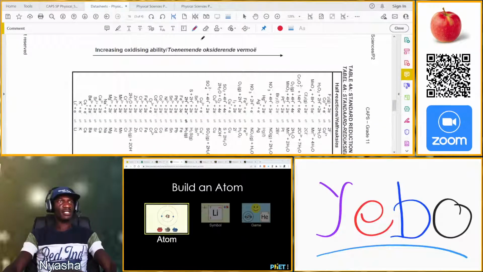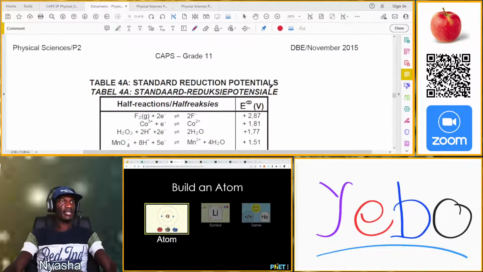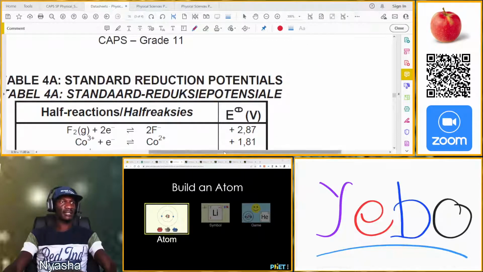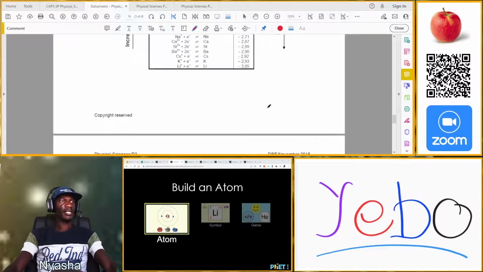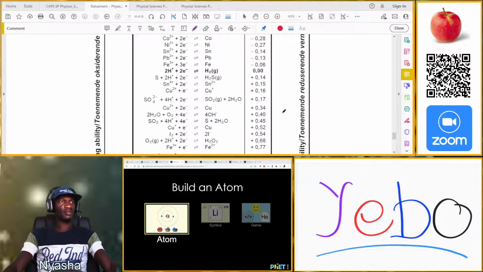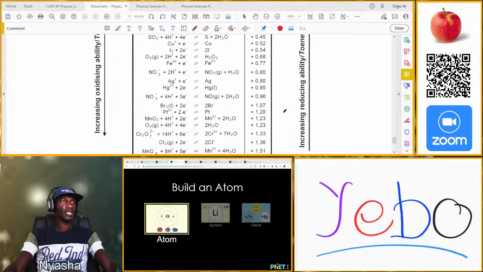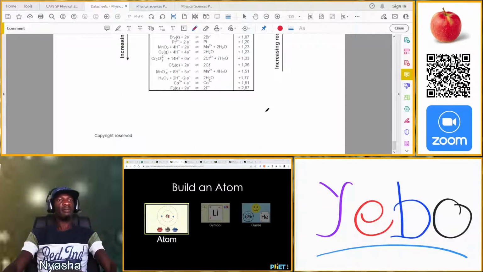Then we've got some more tables here. This is now some electrochemistry. These are standard reduction potentials. Table 4A, reduction, and then table 4B, you've also got standard reduction potentials, continuing with the set of elements. So they will give you the reduction potentials. It depends if you've done this topic. If you've not, then you don't need to worry yourself.